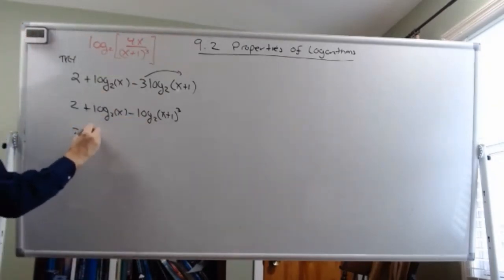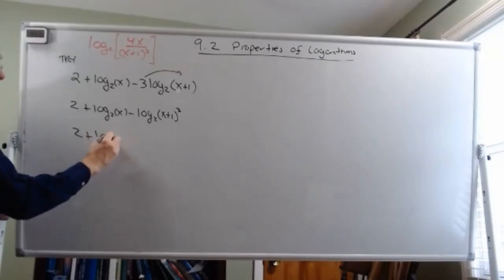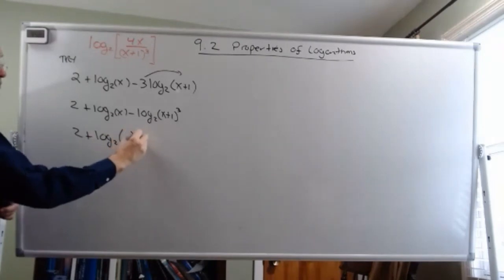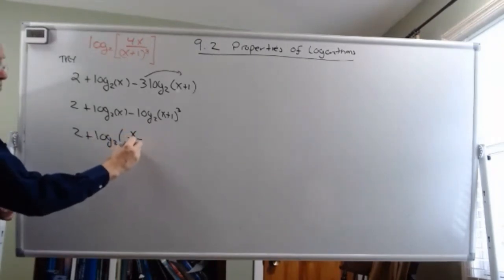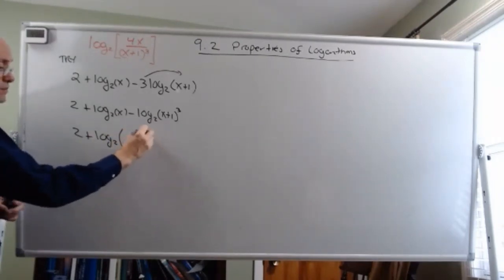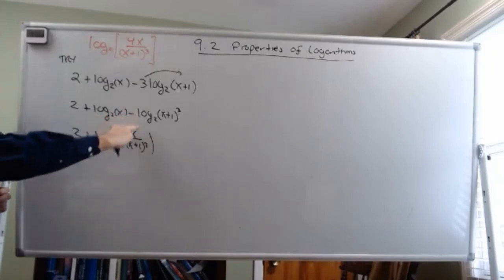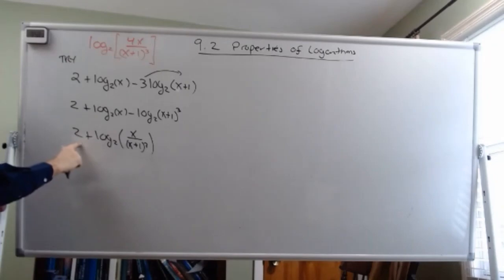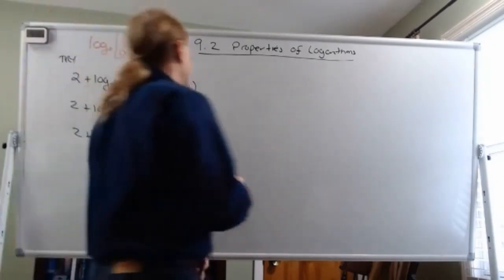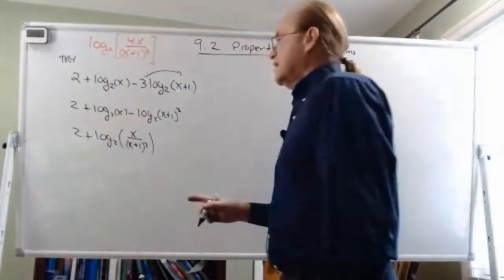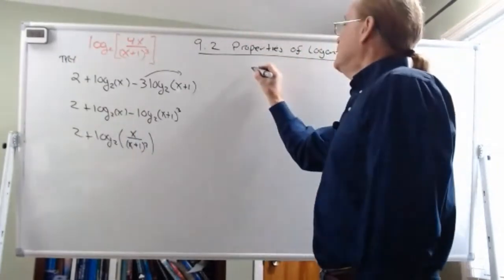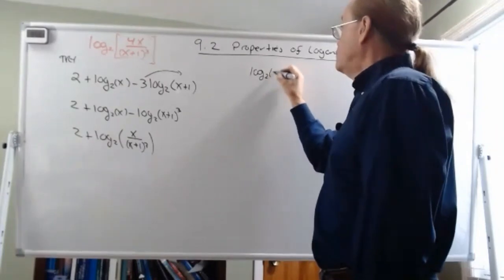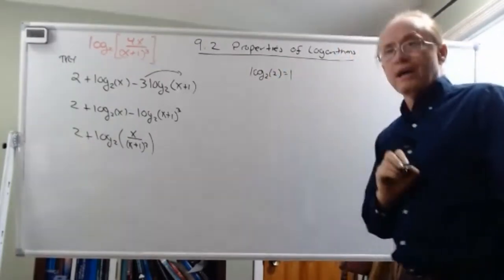So it's 2 plus the log in the base 2 of x over x plus 1 cubed. So that's what I did. I used the property that subtraction is division in terms of logarithm. But now there's a 2 out here. Well, this is what takes a little bit of interesting foresight. Remember, log in the base 2 of 2 is equivalent to 1. That's one of our properties.